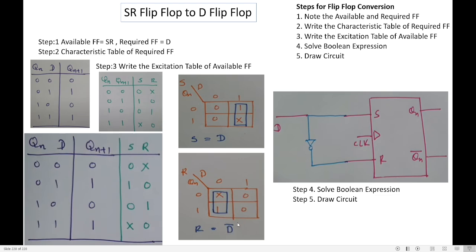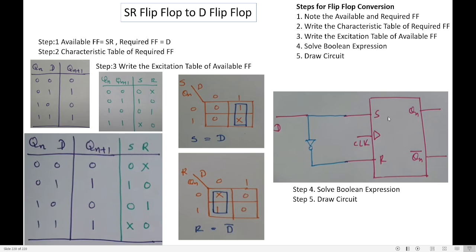Here I have identified the value of S and the value of R with respect to D. I am done with this. What is the next thing I need to do? I need to draw the circuit. After solving the Boolean expression, I need to draw the circuit. What is available with me? The available flip-flop is SR. So I need to draw the SR flip-flop. SR flip-flop has S input, R input and clock input, with Q as output and Q bar as output.